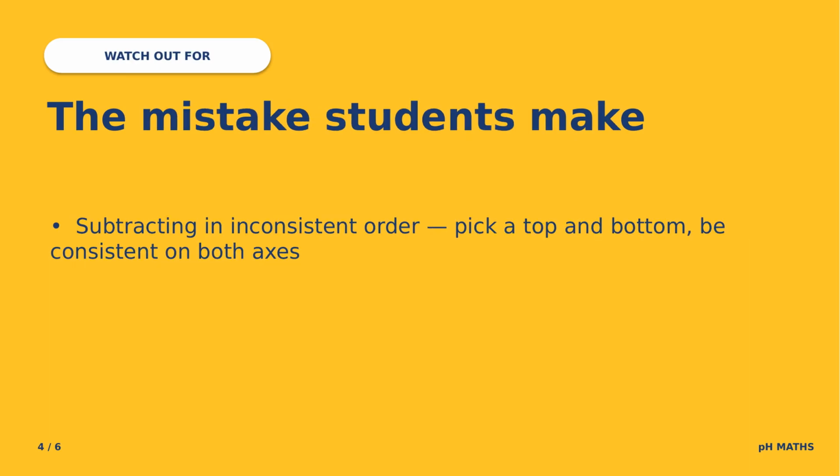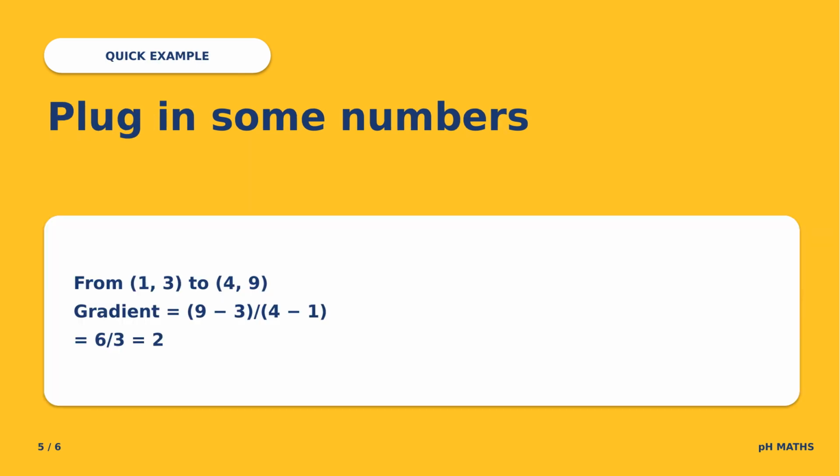Quick example. Line through 1, 3 and 4, 9. Gradient equals 9 minus 3 over 4 minus 1. So that's 6 over 3, which equals 2. Positive gradient, so the line goes up. Slope of 2. For every step right, the line rises by 2.